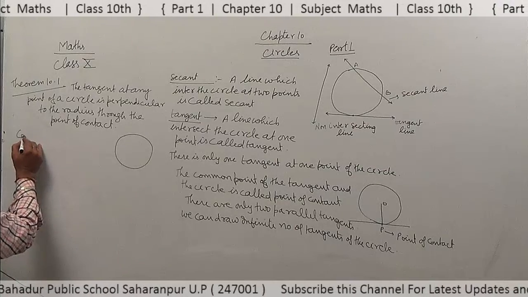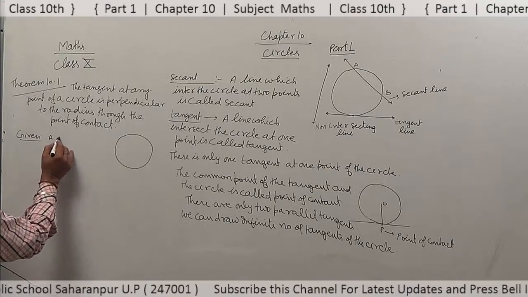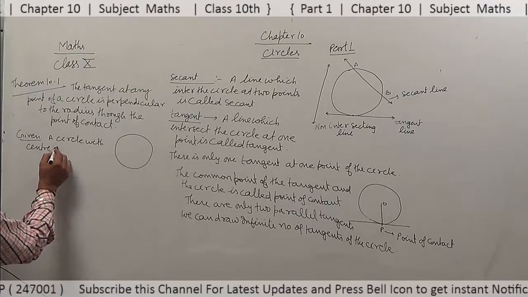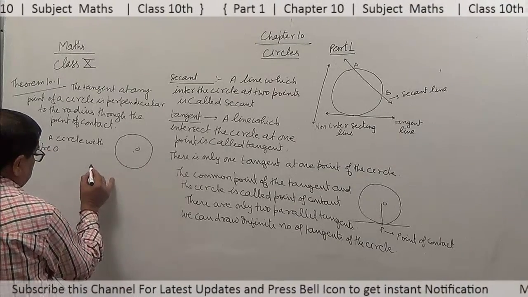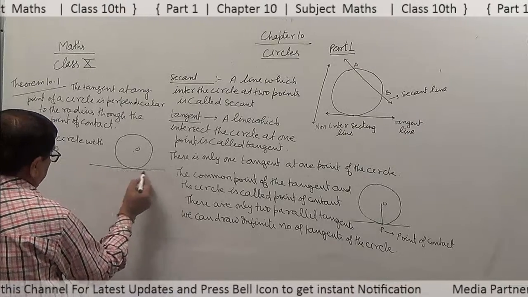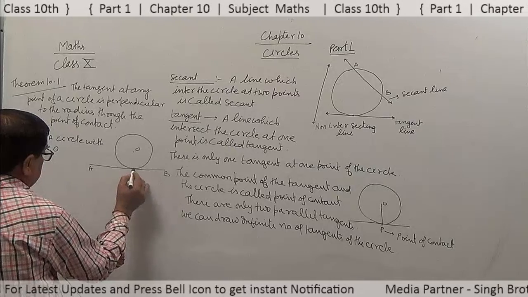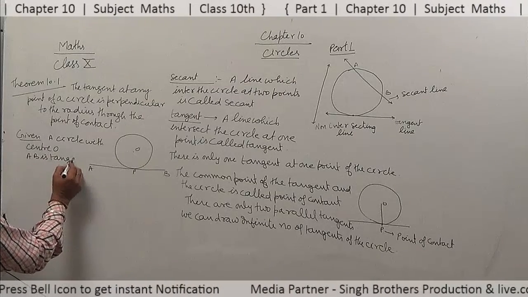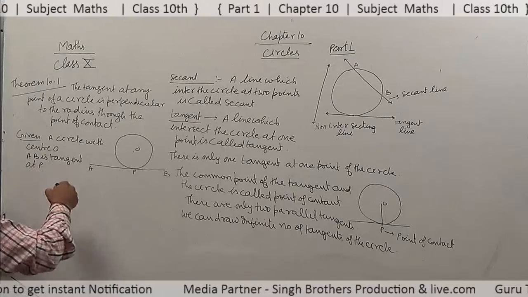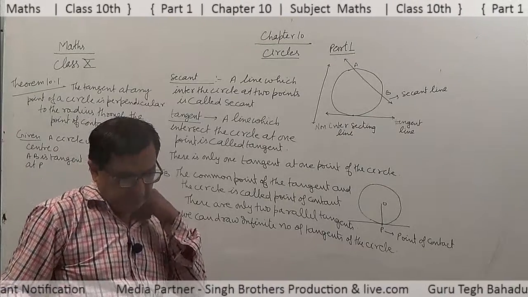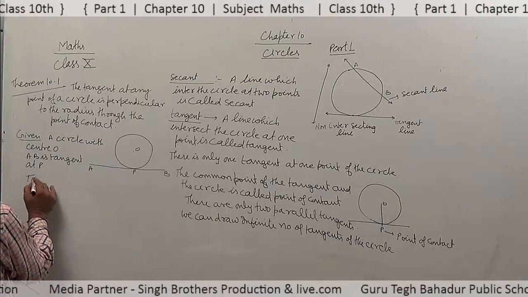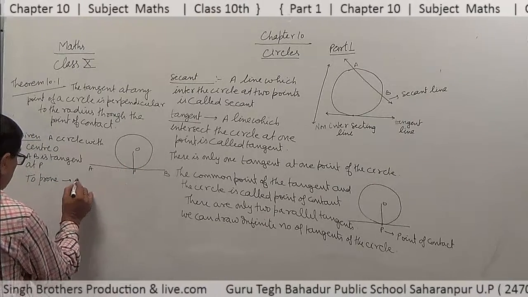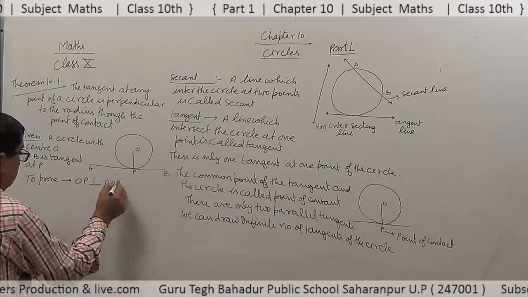This is a circle, given a circle with center O, AB is a tangent at P. To prove: OP is perpendicular to AB.